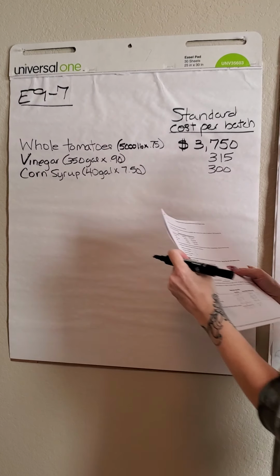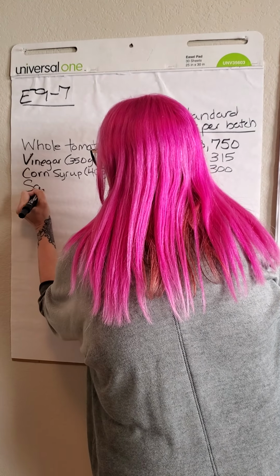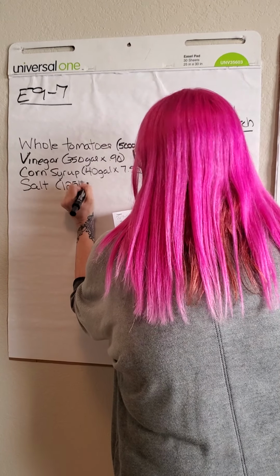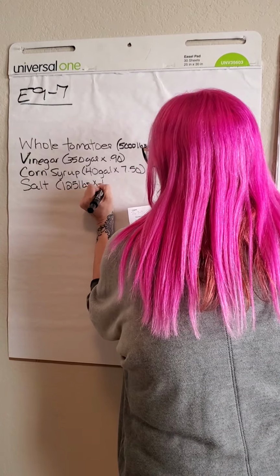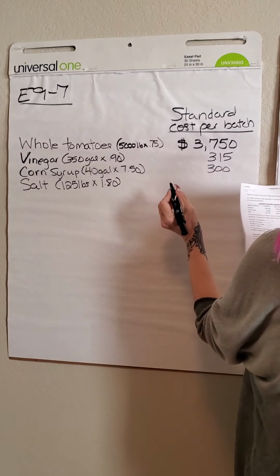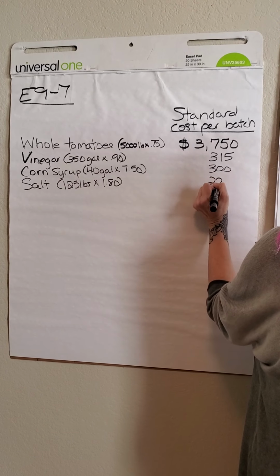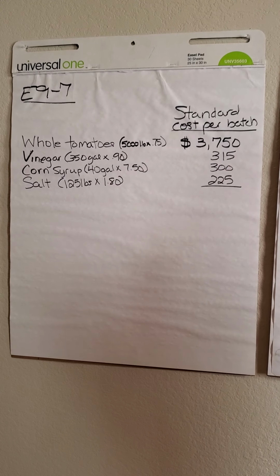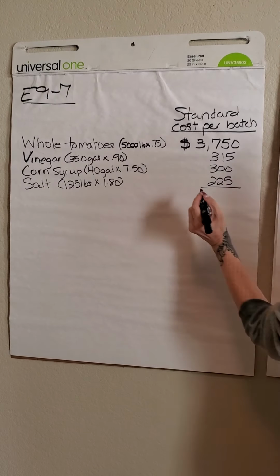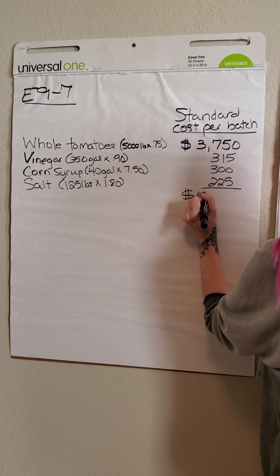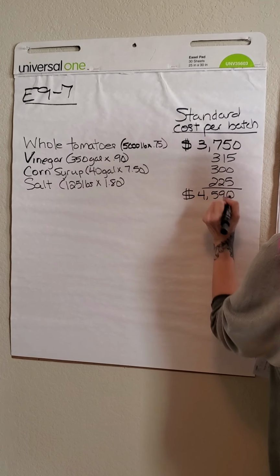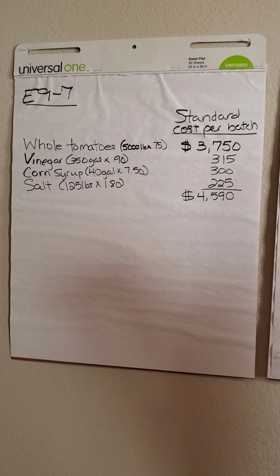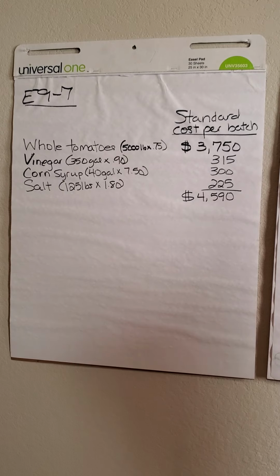And then finally, we've got salt. And we use 125 pounds of salt times $1.80 per pound for a total of $225 in salt. Then we add that up, and for the whole batch, it comes to $4,590. And then they want us to calculate out the standard materials cost per pound.